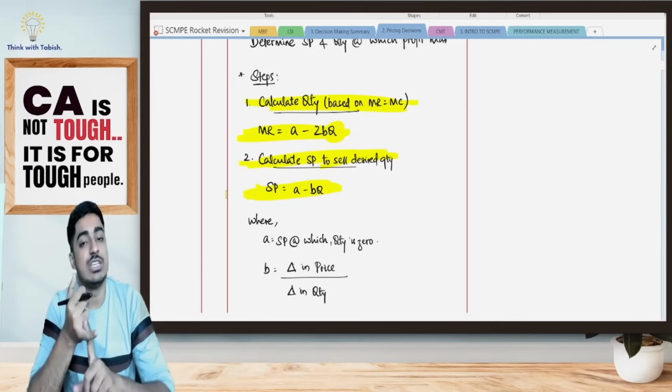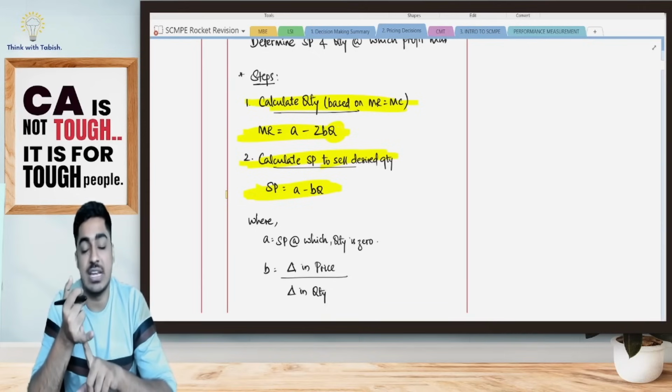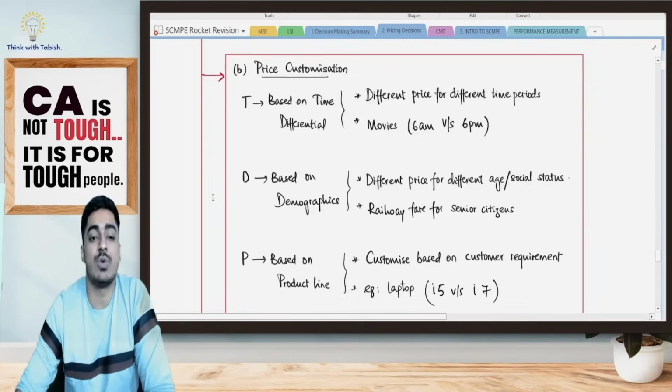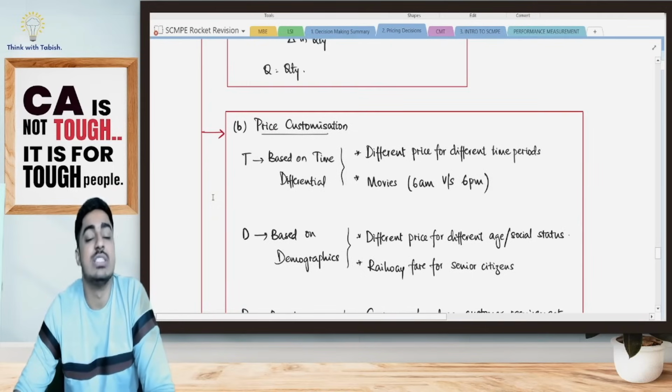Step by step, first you calculate the quantity by putting marginal revenue equal to marginal cost. Once you've got the quantity, calculate your selling price. Is it clear, everyone? Next, price customization. How can you do price customization? We've given you a simple mnemonic.